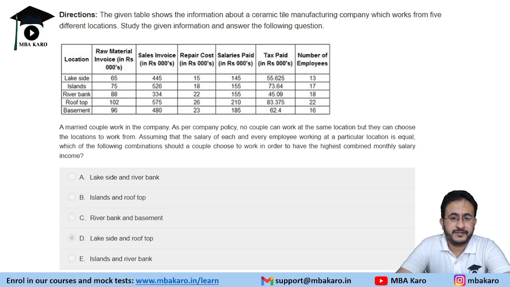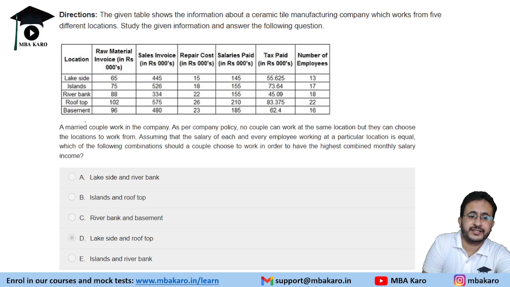A married couple work in the company. As per company policy, no couple can work at the same location, but they can choose the location to work from. Assuming that the salary of each and every employee working at a particular location is equal, which of the following combinations should a couple choose to work in order to have the highest combined monthly salary income?